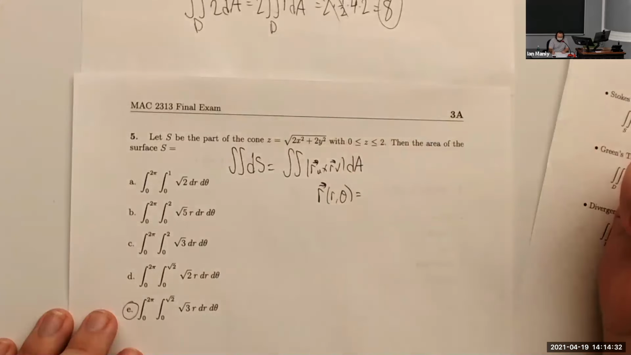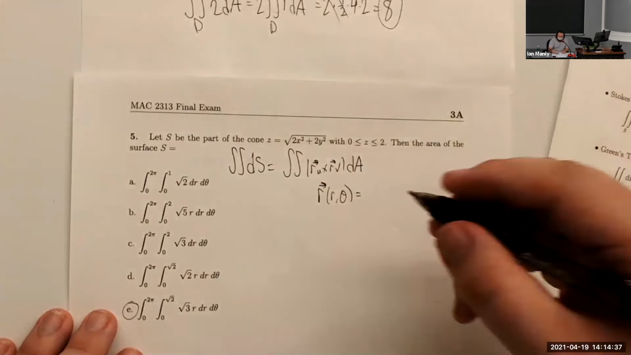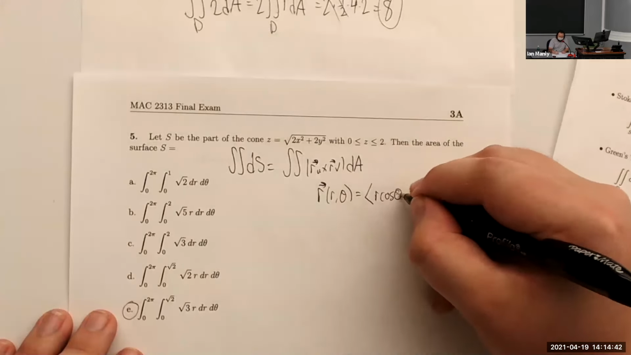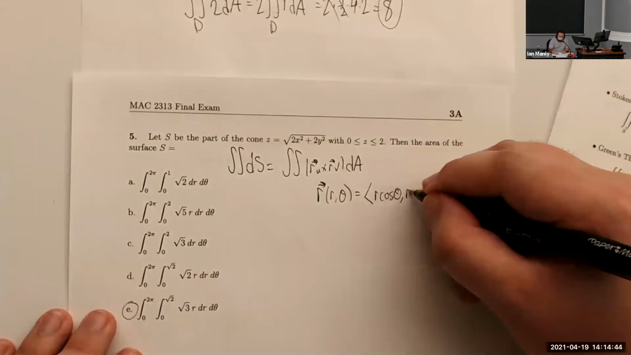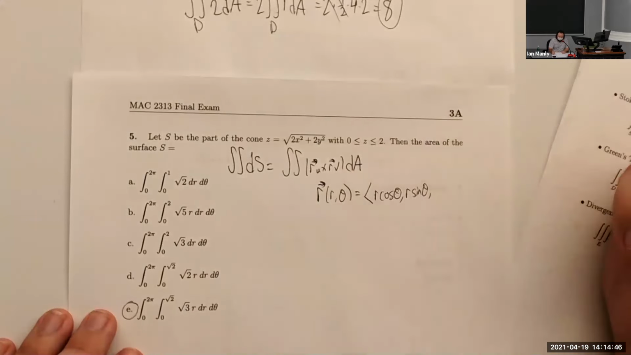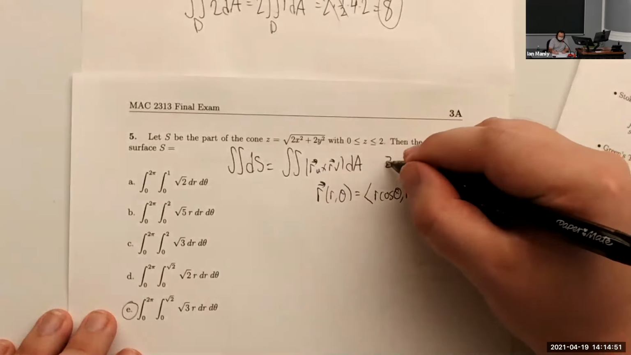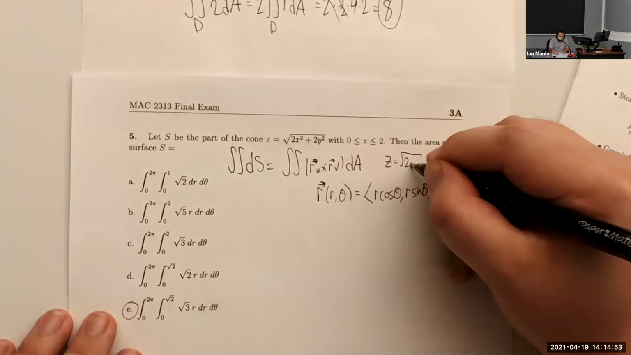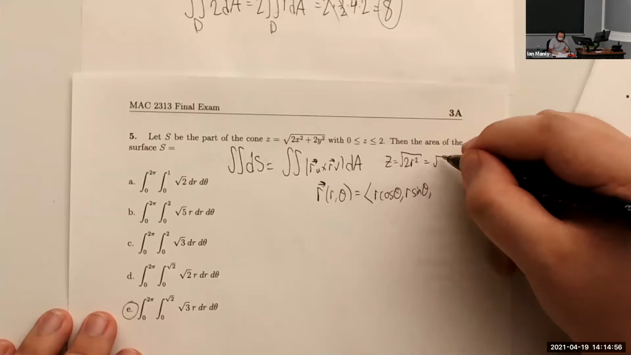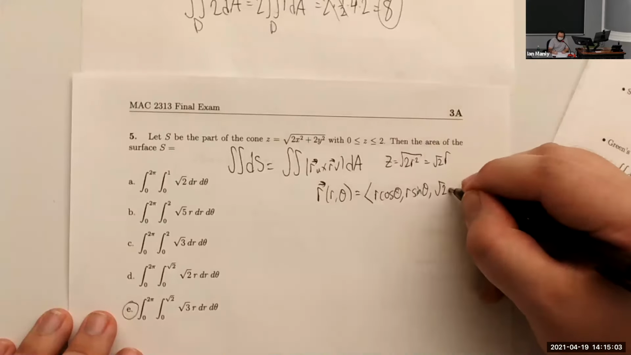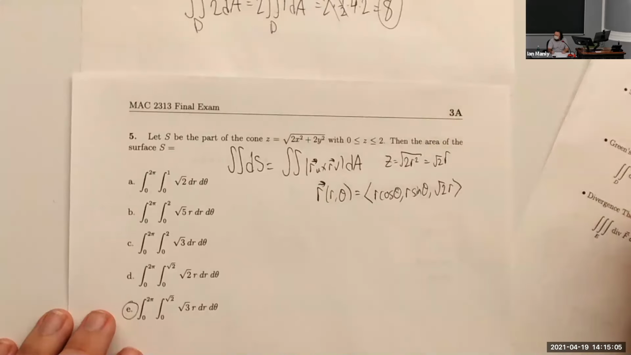All right, let's see here. So x is r cosine theta in polar coordinates. y is r sine of theta. And then z is the square root of 2x² plus 2y², but in polar coordinates, that's the square root of 2r², or √2 r. Now, since z is positive here, we have √2 r for that right here.